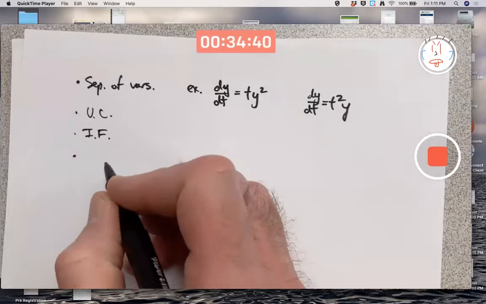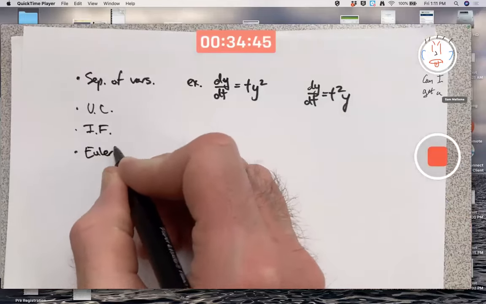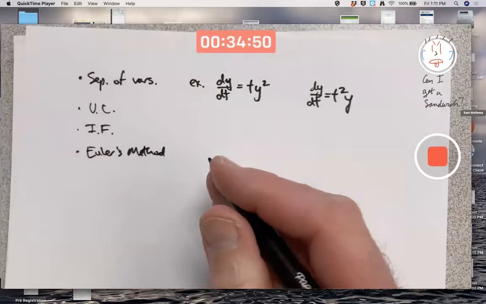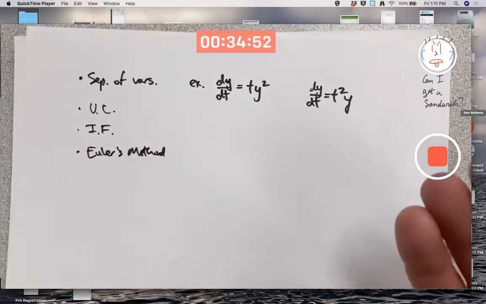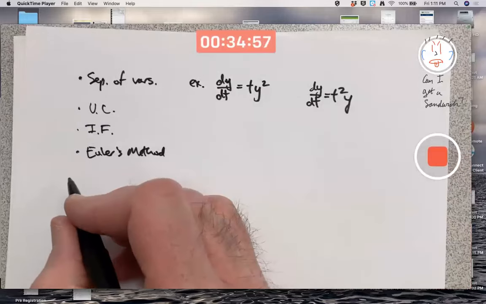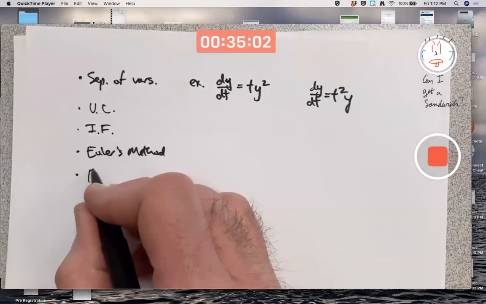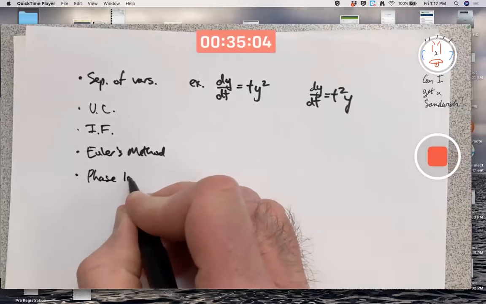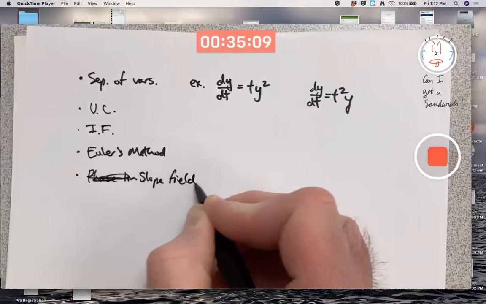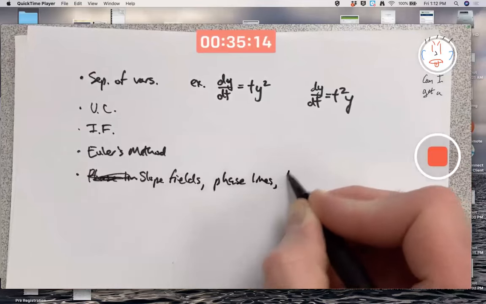We had other stuff in chapter 1 as well. We had, well, Euler's method as our numerical approximation scheme for scalar differential equations in chapter 1 and systems of differential equations in chapter 2. And then more importantly to me for this class in chapter 1, it's phase lines. Well, okay, let's start with slope fields and phase lines and bifurcations.